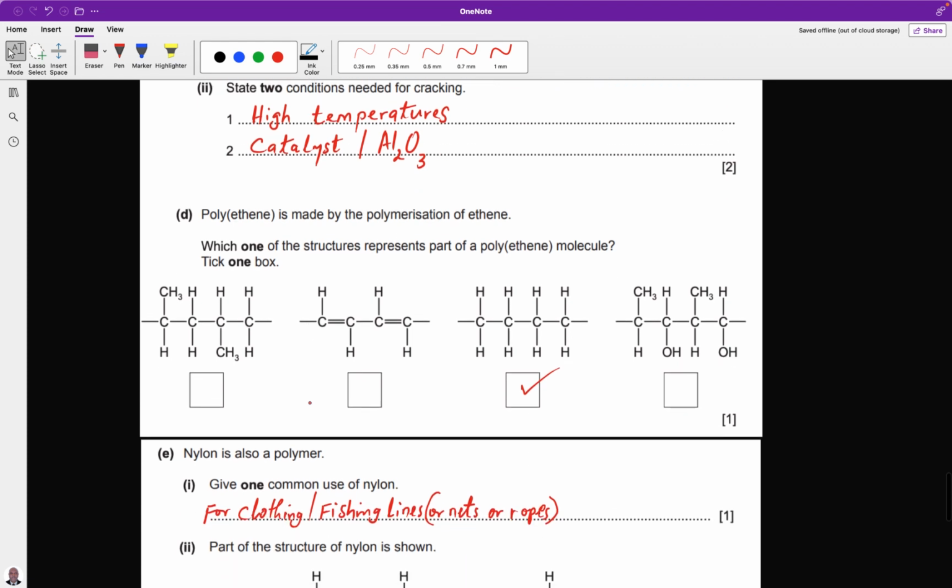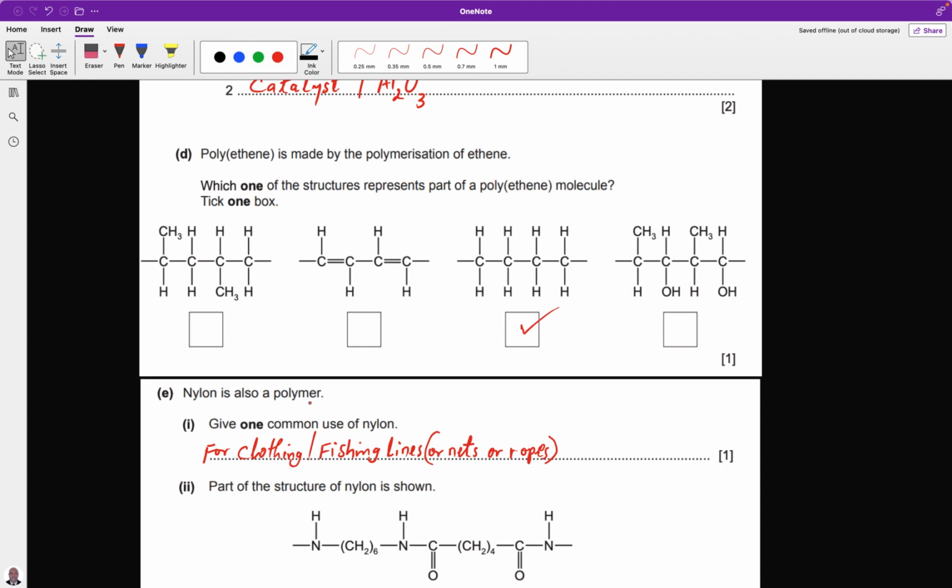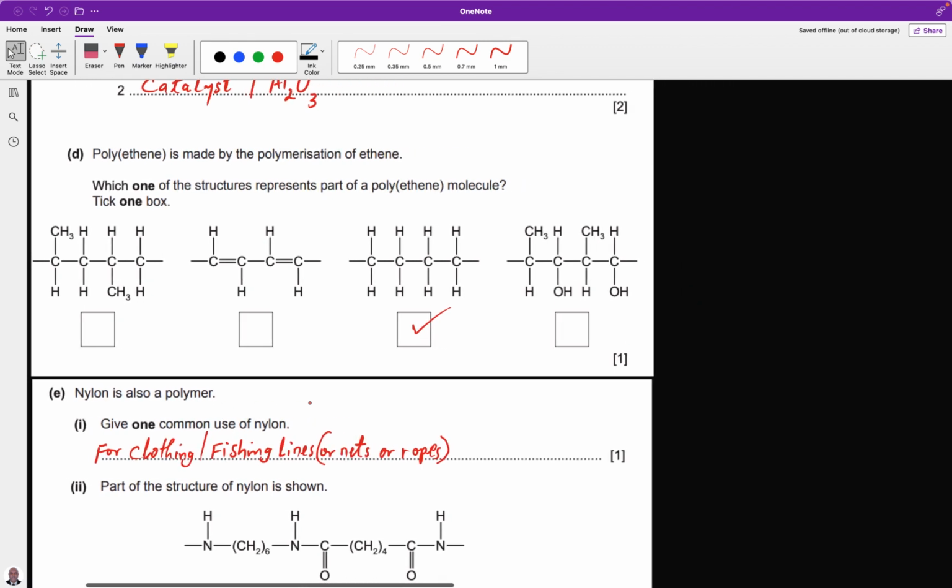Now, polyethylene, that is a polymer of ethene, is made by the polymerization of ethene. Which one of the structures represents part of a polyethylene molecule? Remember that polyethylene is made from ethene, and this is an ethene molecule. This is an ethane molecule which is here.